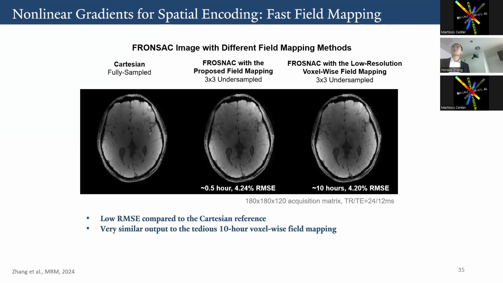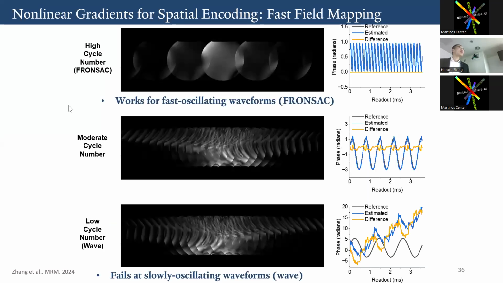And of course, it comes with a limit. The intuition is that the ghosts cannot be overlapped too much. So with a fast oscillating waveform like FRONSAC, the ghosts are distinct, so you can estimate the PSF pretty well, which is suggested by the yellow difference curve. Now, with the frequency going down to the regime of wave, it's slowly oscillating, but the ghosts are very heavily overlapped. That's why you cannot estimate the PSF well, as you can see from the crazy yellow difference curve.